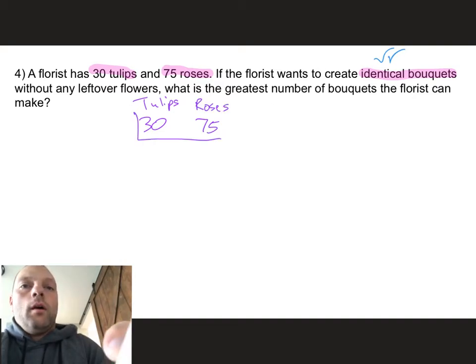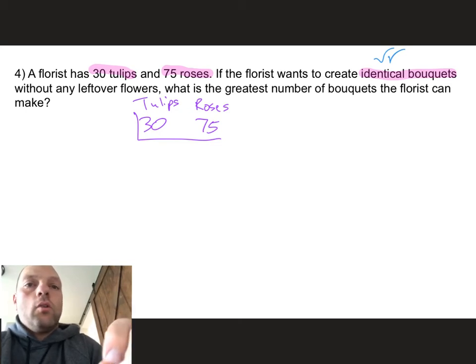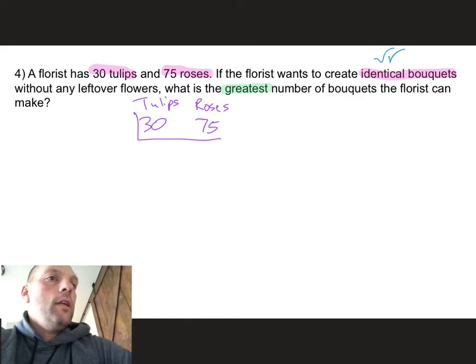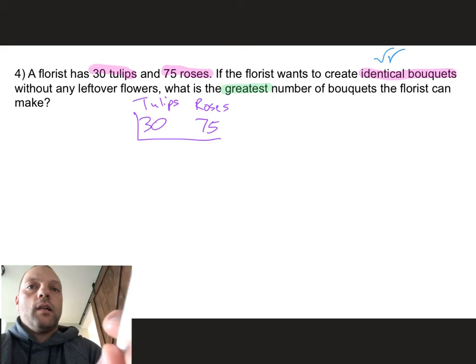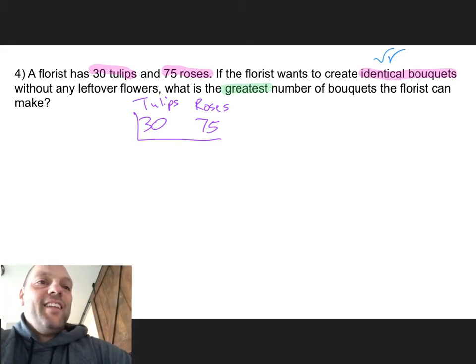Going back to the question, it has this word greatest in it. What is the greatest number of bouquets? So if we see that word greatest in there, that would be telling us greatest common factor. So hopefully that's what you said, and then you got that correct. So now I'm going to take the greatest common factor of 30 and 75.